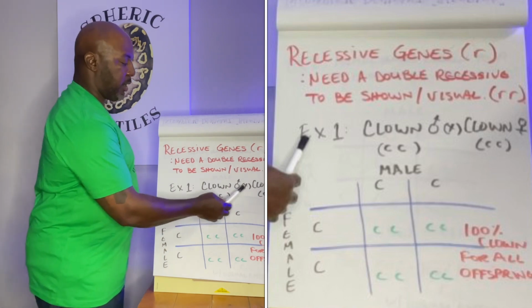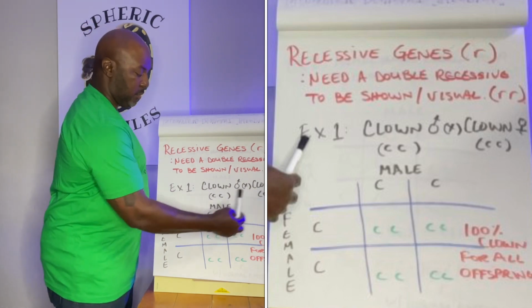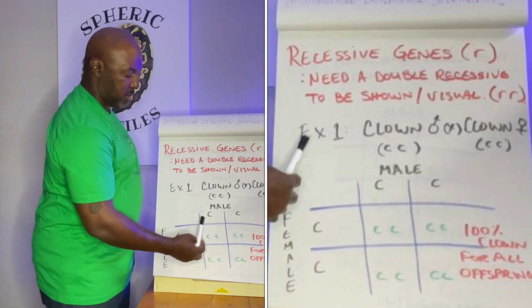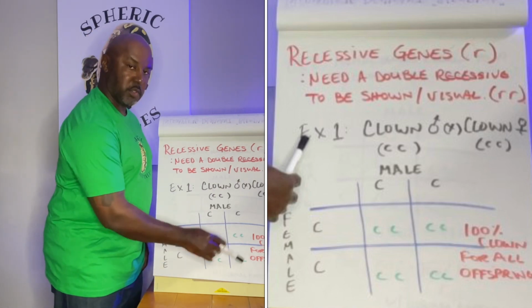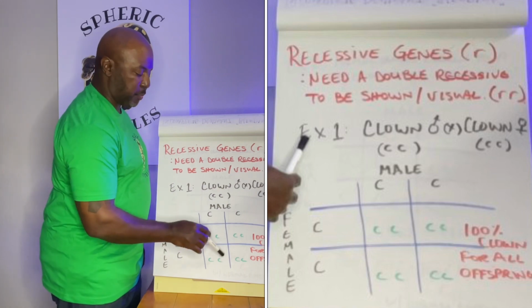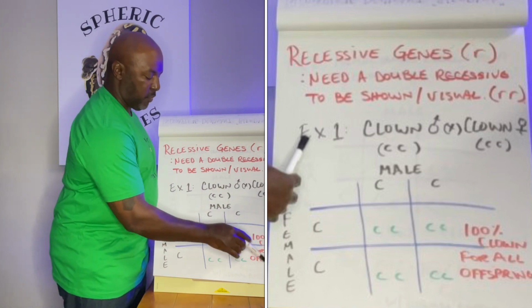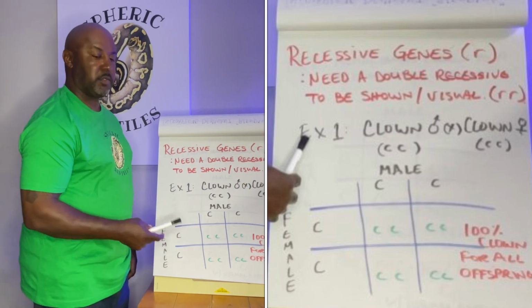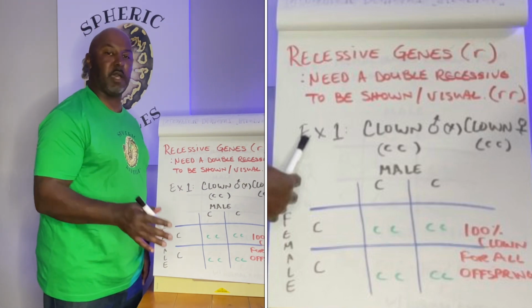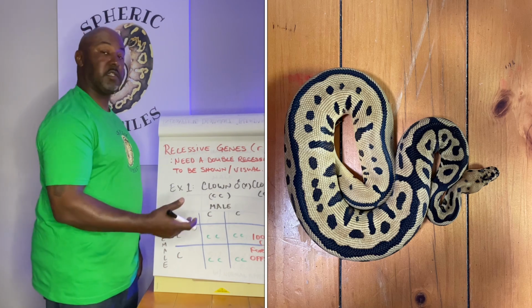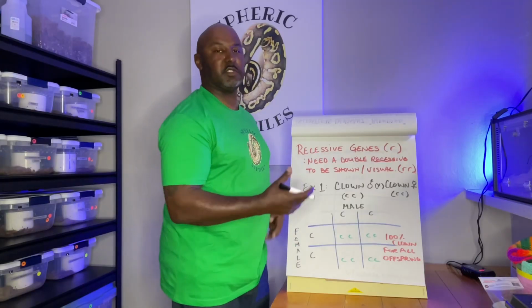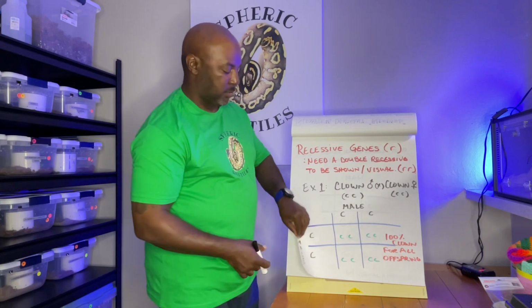You have a clown male with a clown female. They're both double recessive or homozygous. So you got small c, small c, small c, small c, and the resulting offspring will be 100% clown for all of the offspring. Now, that's not to say if they have an incomplete dominant gene attached to them, like a pastel or a fire, then that's a different combination. But you just work that out the same way.